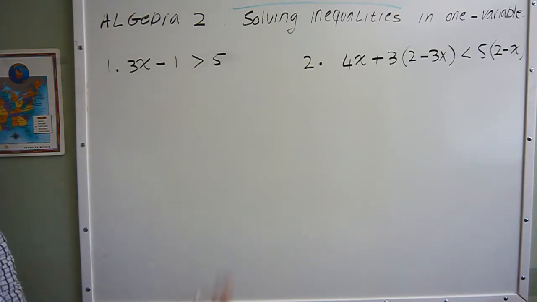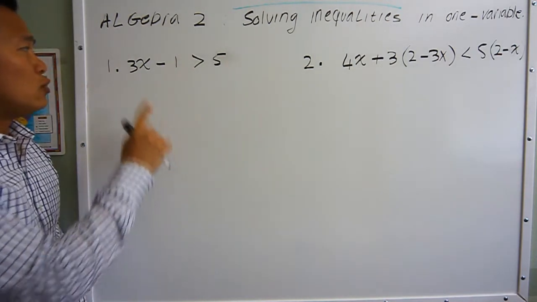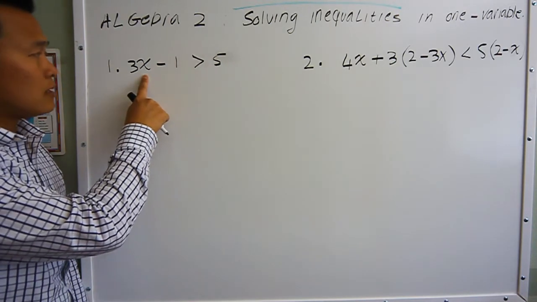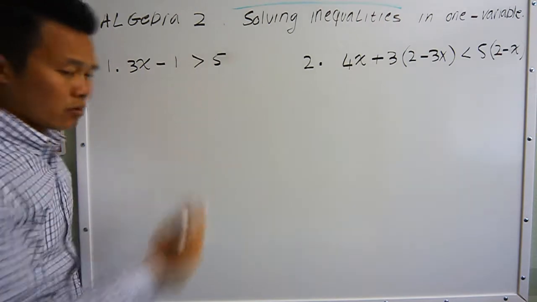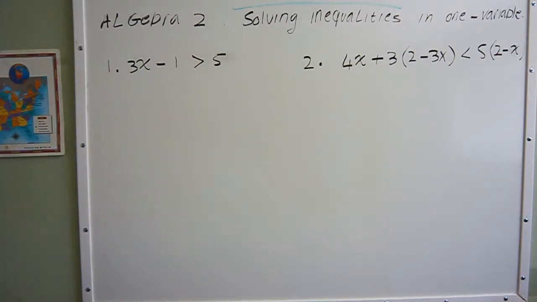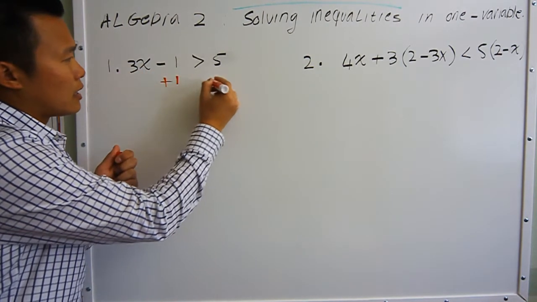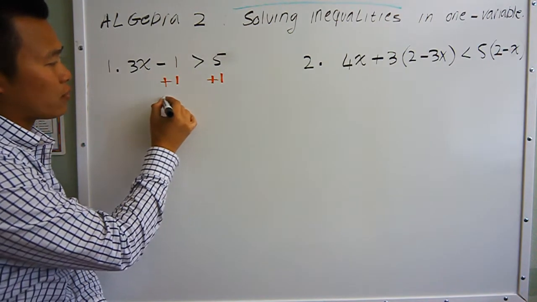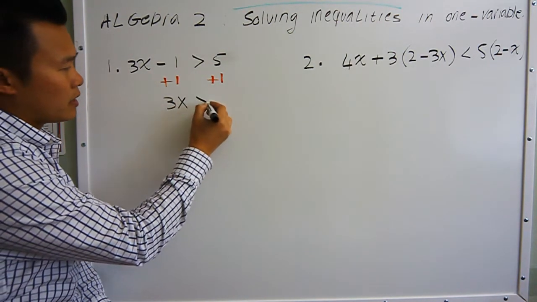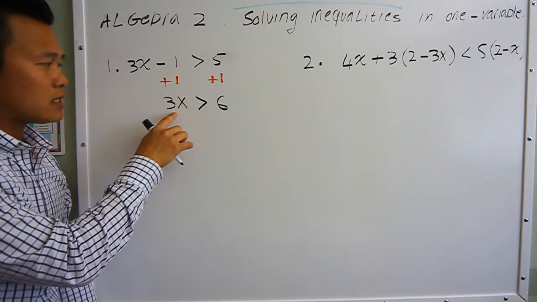So first of all, to solve this inequality, it's actually very simple. You want to isolate the letter x. So we do what's opposite. We want to get rid of the -1, so we're going to start out by adding 1 to both sides. So we're going to go +1, like that. When you add 1, what you have left is 3x is bigger than 6. And the goal is to get x by itself.